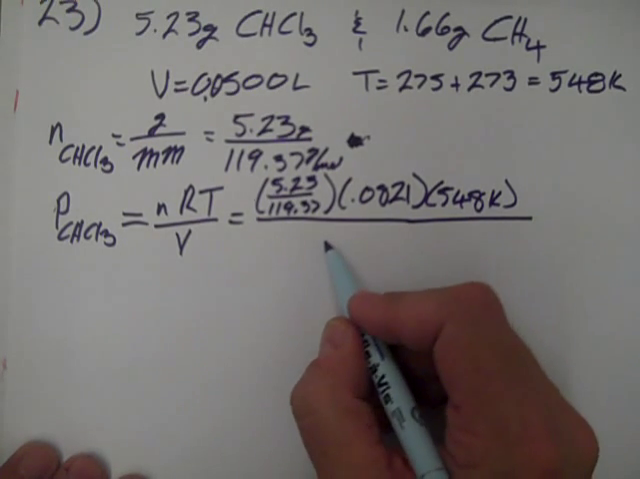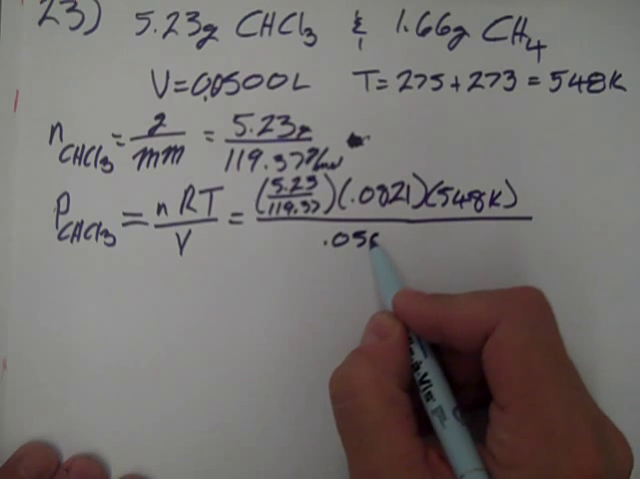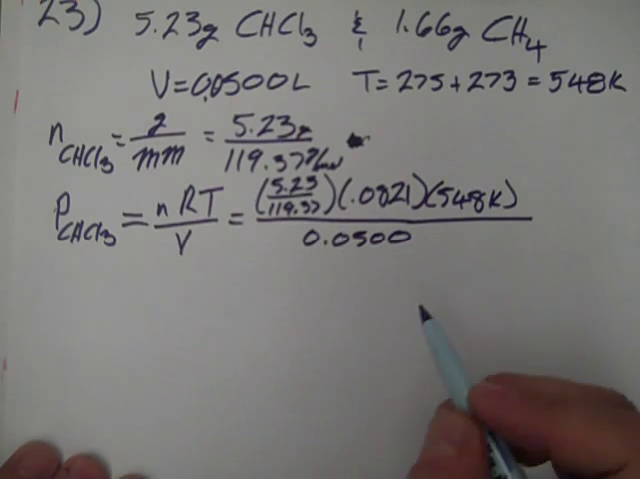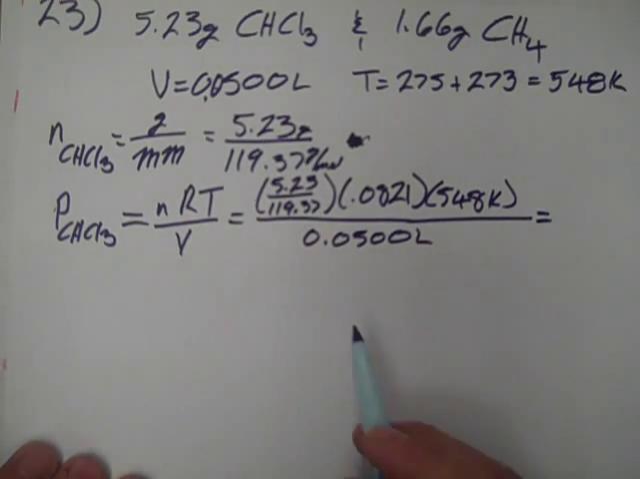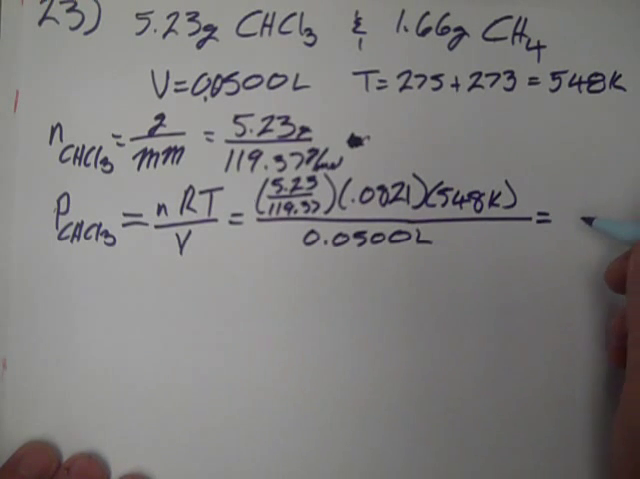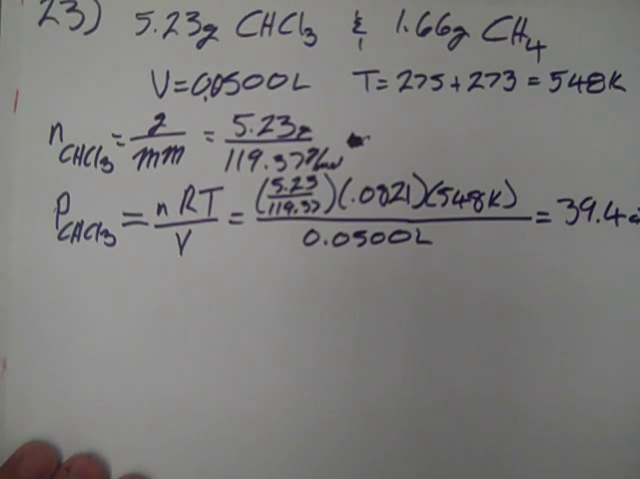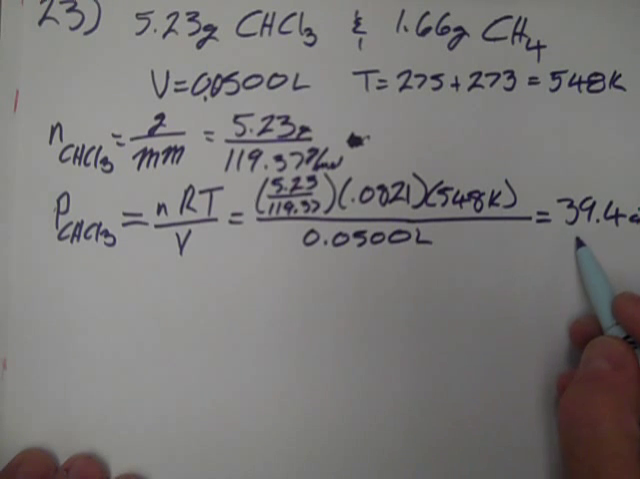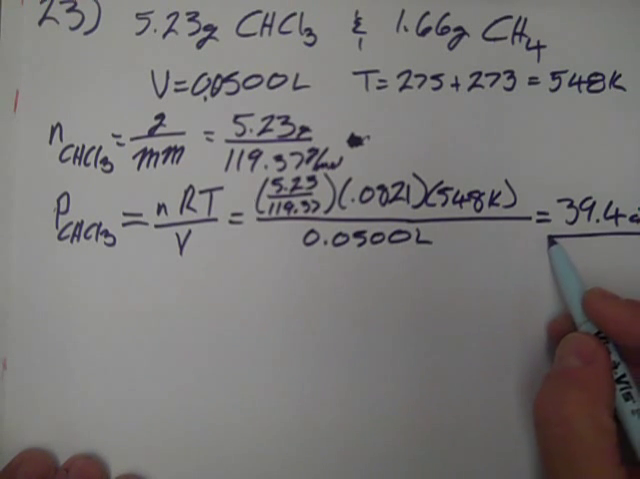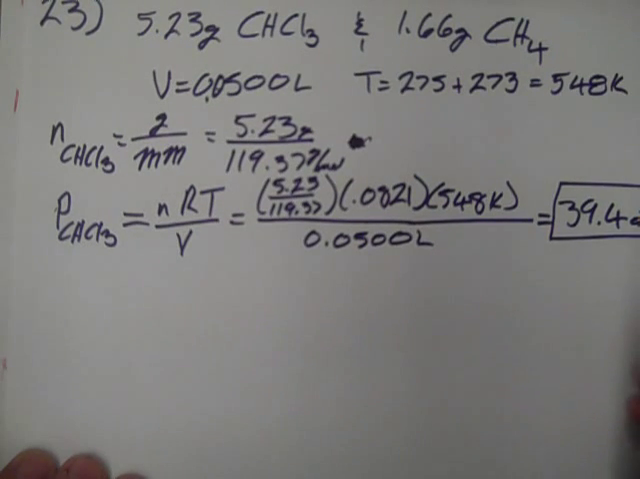And down here under volume, I've got 0.0500. Plug this into my calculator, and I come up with the pressure from chloroform is 39.4 atmospheres. And this is one of my answers. What's the pressure from the chloroform? So that's one of my answers.